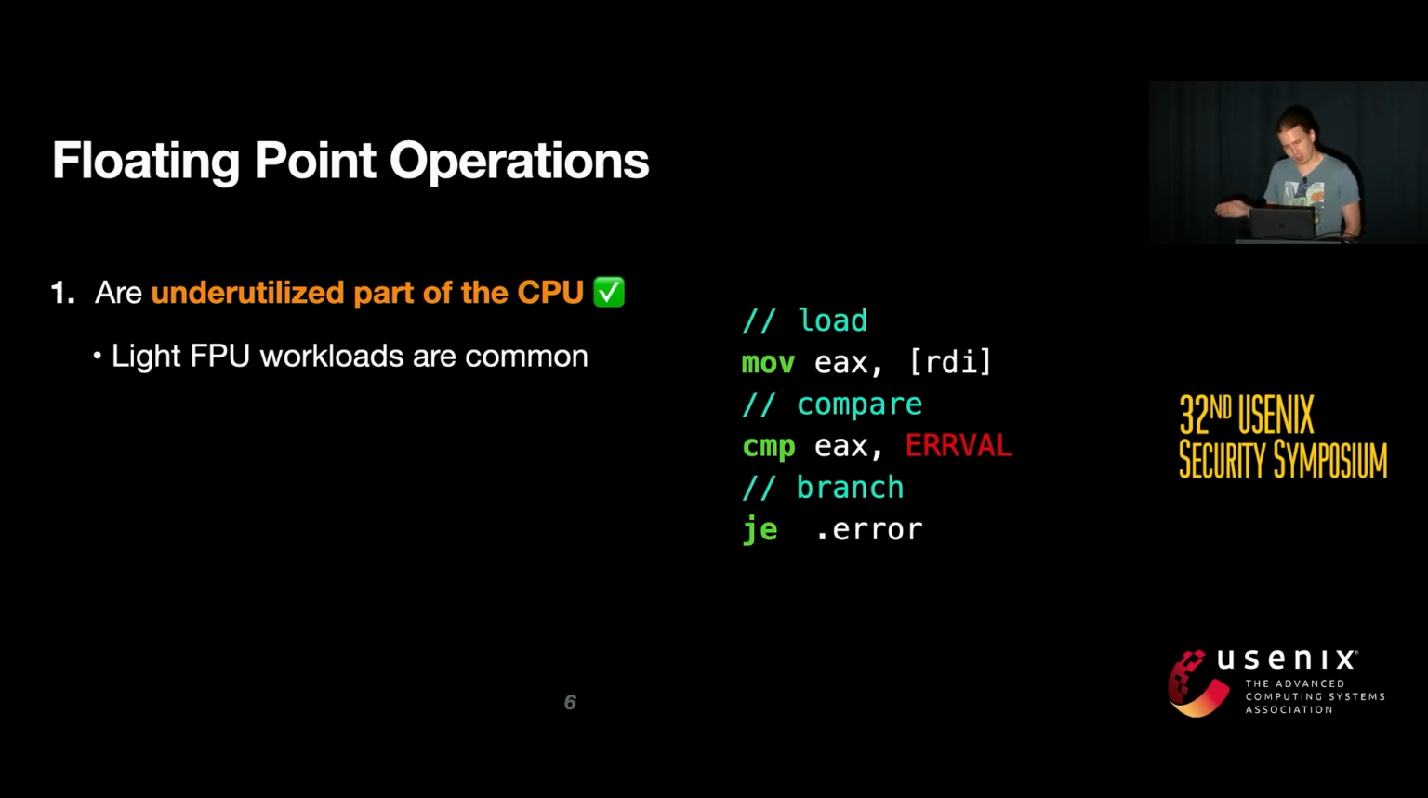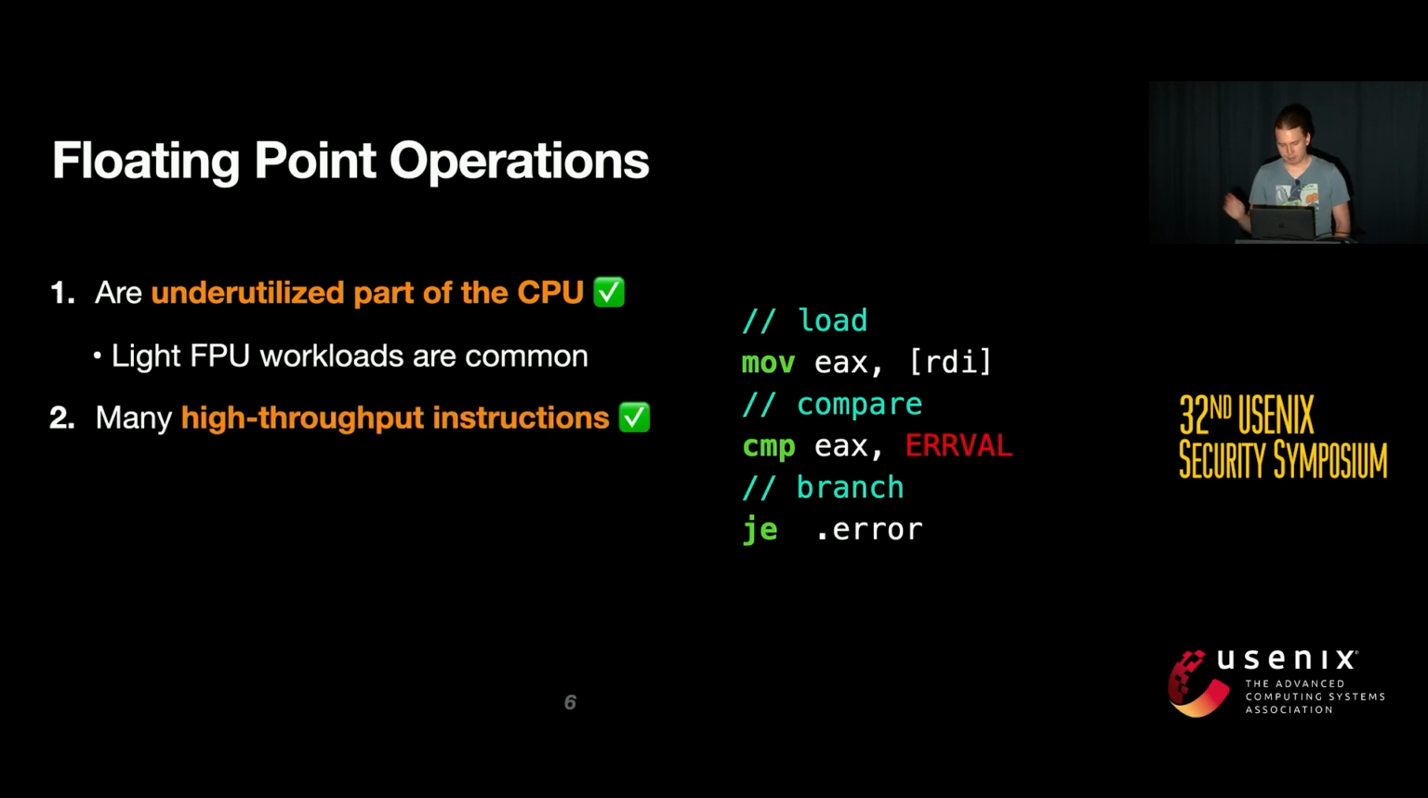So if we could put this check into floating point instructions, we could use this underutilized FPU that's already running and compute those checks in parallel to the actual workload of our application. The second point is a lot of floating point instructions are very high throughput, so that's also nice.